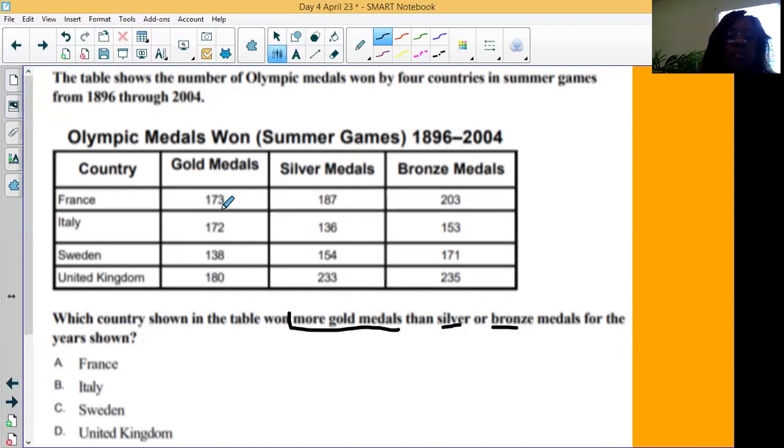So 173. Is it higher than 187? Is 173 higher than 203? You go to Italy. 172. Is it higher than 136? 172. Is it higher than 153? You go to Sweden and then you go to United Kingdom and you do the same thing. So you have to figure out which country has more gold, which means this column has to be higher than this column, silver, or it has to be higher than bronze. Okay. All right, let's move to your next question.